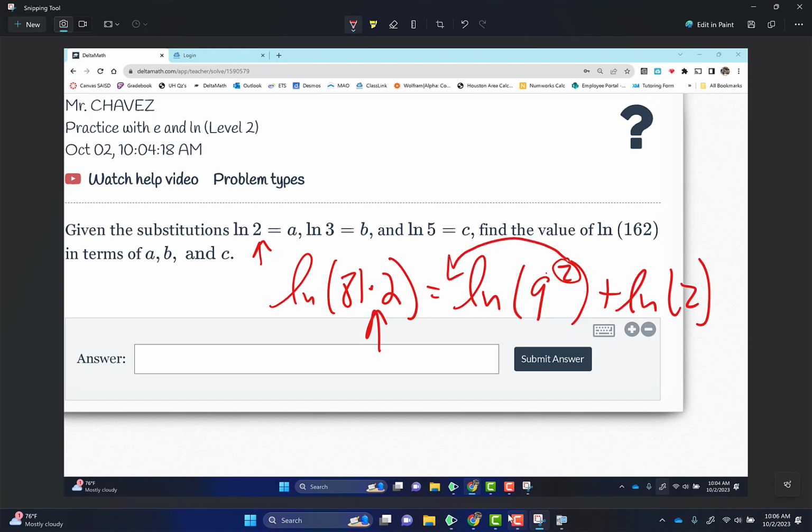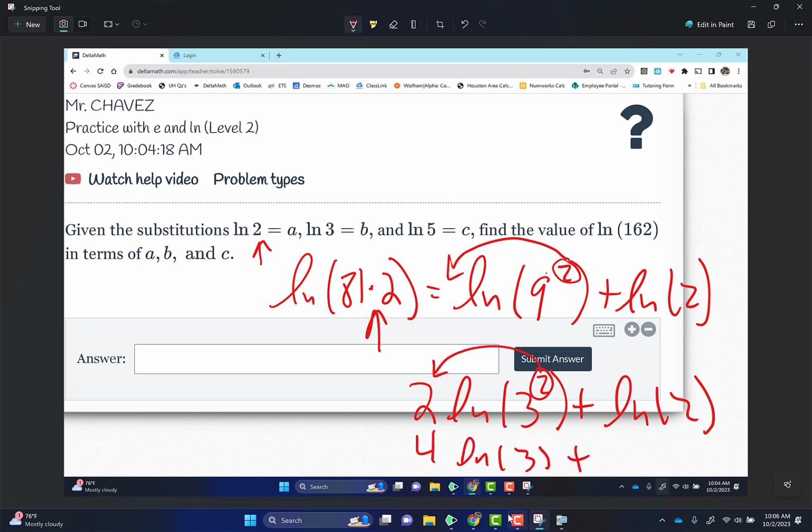In terms of A, B, and C. Okay. So now I have 2 ln of 9, which is the same thing as 3 squared, plus ln of 2. Are we still okay? Now, do they want it in terms of A, B, and C? Okay. So I know, look at this 2 again. I can move that to the front. So 4 ln of 3 plus ln of 2.